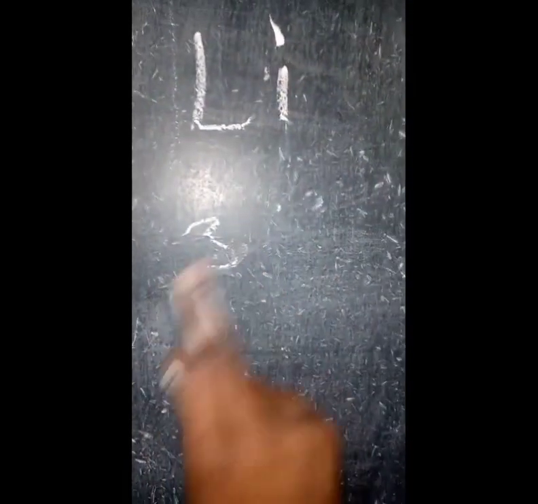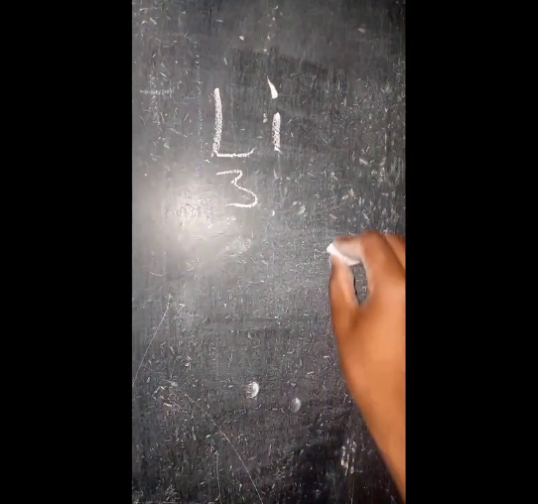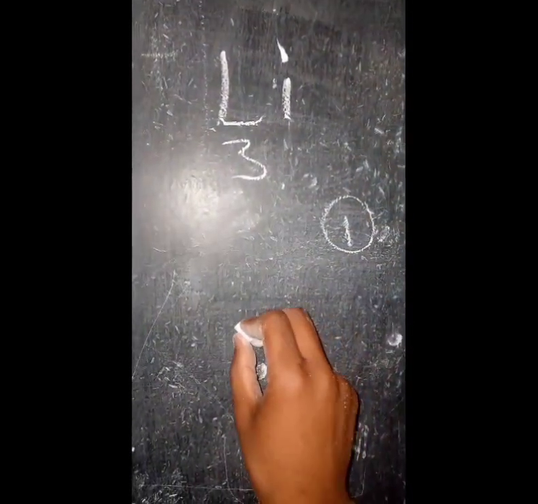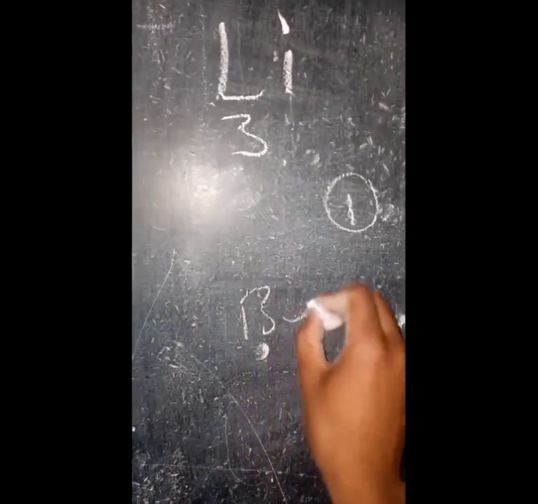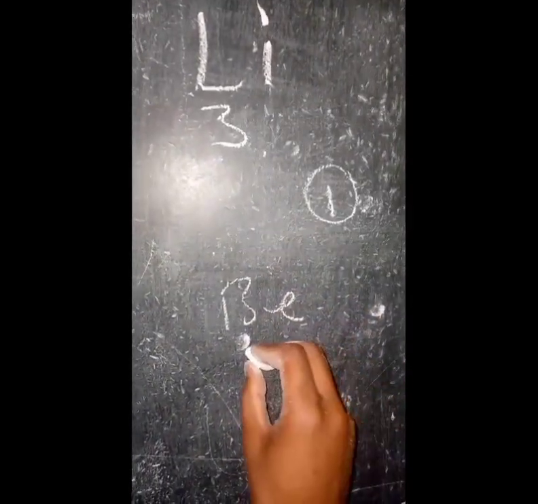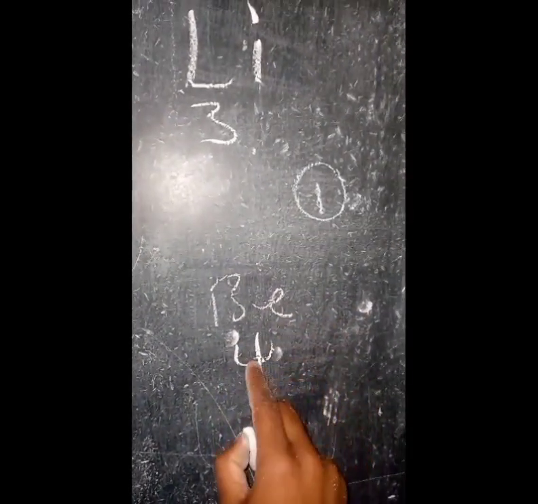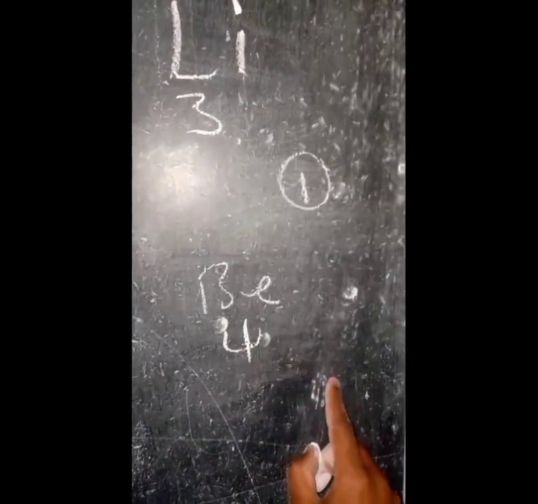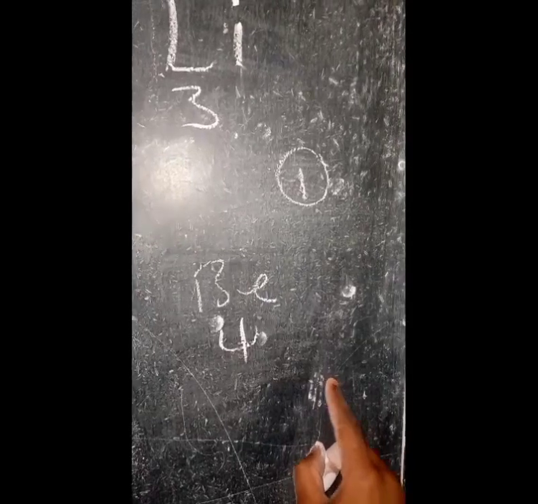So for lithium, lithium has 3 as the atomic number, and so if you had to draw, you find that in its outermost shell it will have only 1 electron, so that's why it's in group 1. If you had to draw beryllium, you're going to find that it has 4. So in the first shell we are going to have 2. In the next shell we are going to have 2, which means it's in group 2.